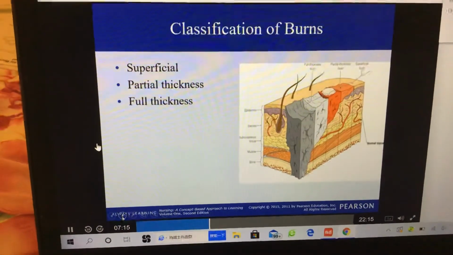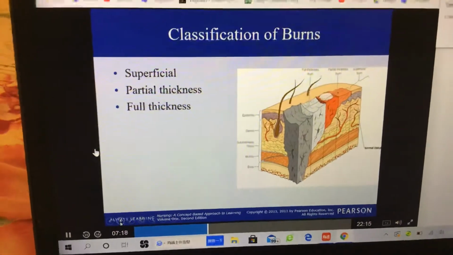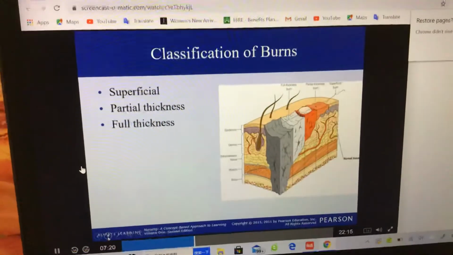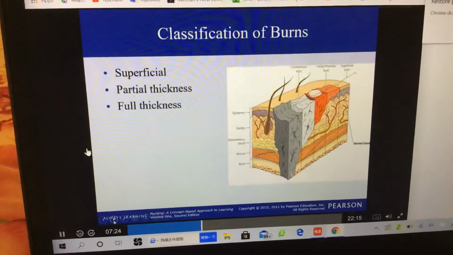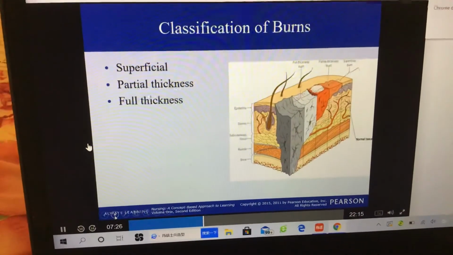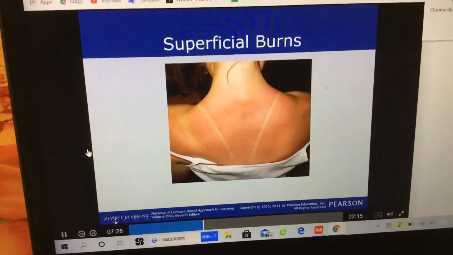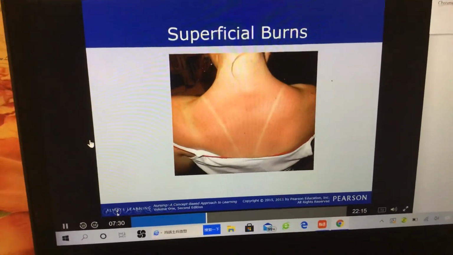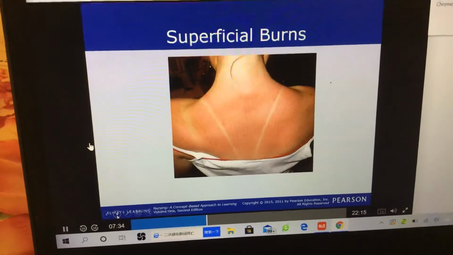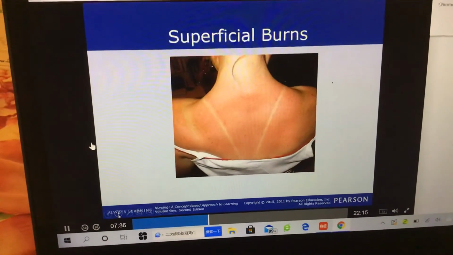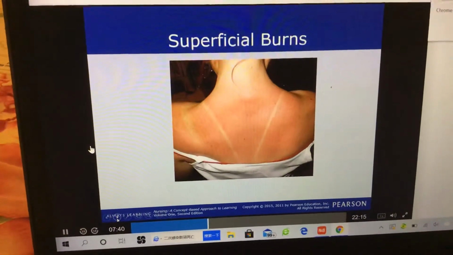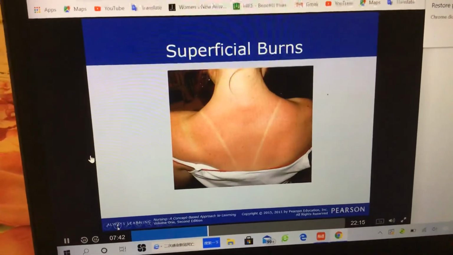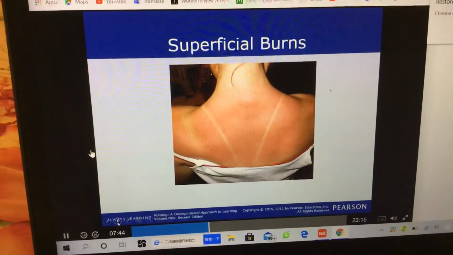Burns are classified by the total body surface area involved and the depth of the burn. Superficial burns involve the epidermal layer of the skin. The burned skin is going to remain intact and should heal within 3 to 6 days. You may see peeling. Treatment for superficial burns includes mild analgesics, water-soluble lotion, as well as aloe vera.